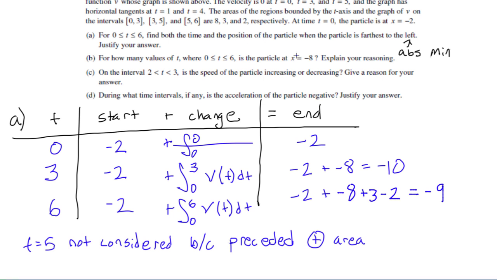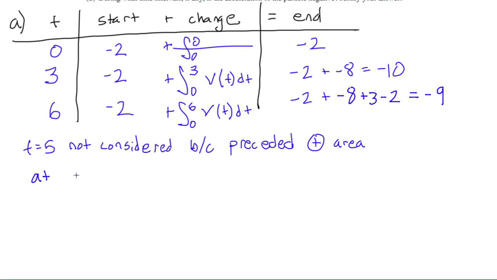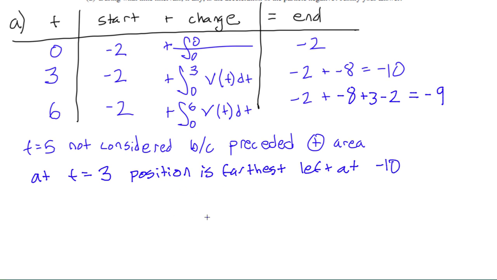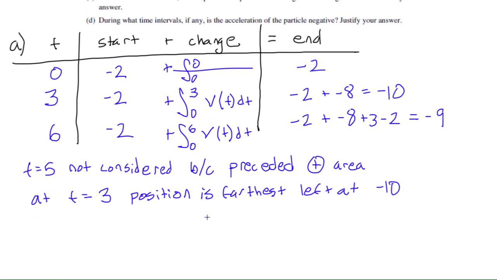All right. So the position. It's hard. We need both the time and the position. So at t is equal to, what is it farthest to the left? 3. T equals 3. Position is farthest left at negative 10. And I don't think there are any units, just negative 10 on the axis. Perfect. That was part A. Can we just say t equals 3 at negative 10? Yeah, that's fine.